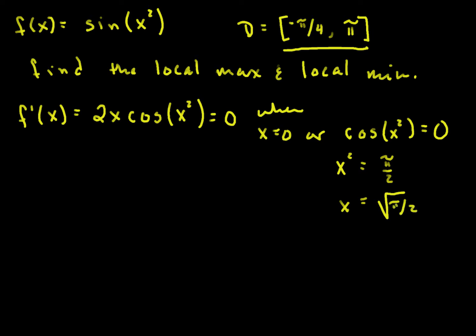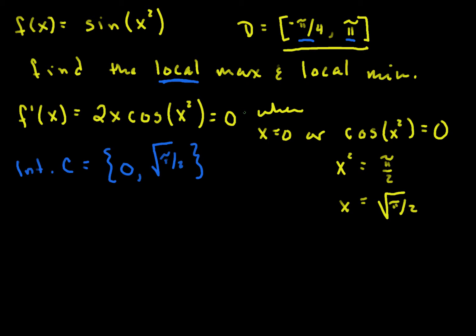So we've got our set of critical values. Because we're only looking for local extrema, we will disregard the endpoints. If we were looking for global, then our critical values would include the endpoints. But if we're looking for local, they only happen at interior critical values. So my interior critical values would be the set of 0 and the square root of pi over 2. That's where I can have local extrema.